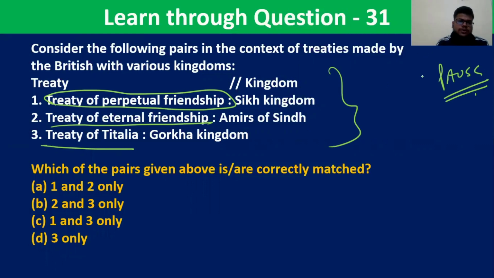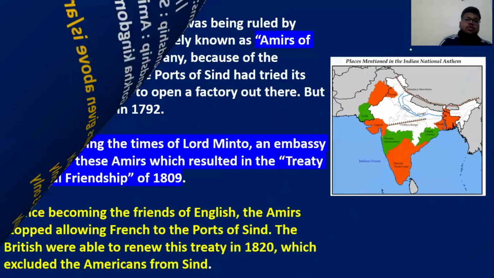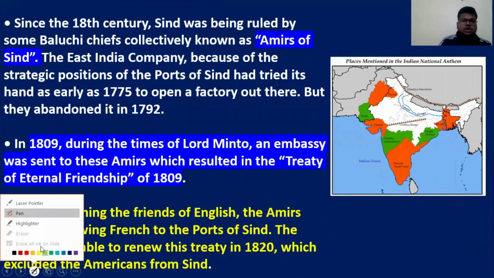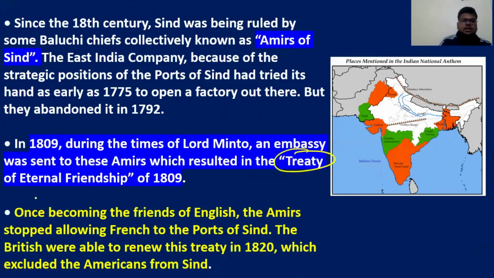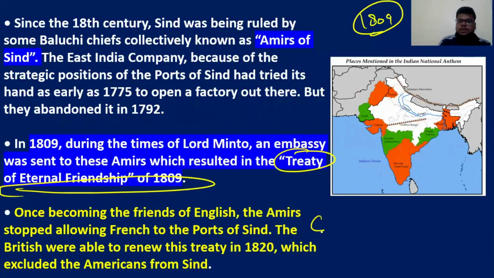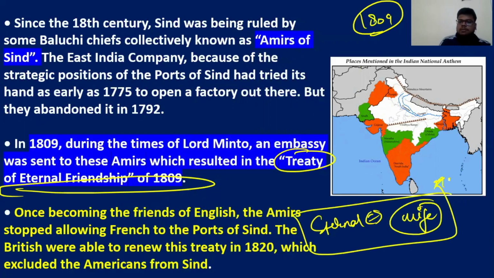Treaty of Perpetual Friendship, Treaty of Eternal Friendship, and Treaty of Titalia. Now, these kinds of questions you can expect. First, with the Amir of Sindh, we have signed the Treaty of Eternal Friendship. Yaad rakhna. You can remember it with the wife example. Eternal hota hai na? Wife ke saath relation. You can remember from that story.